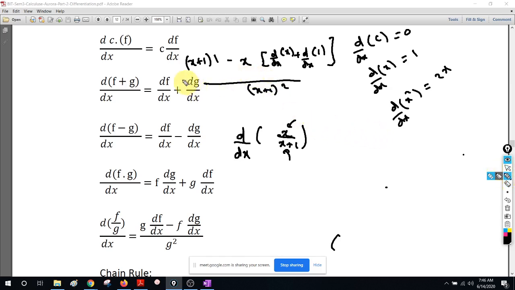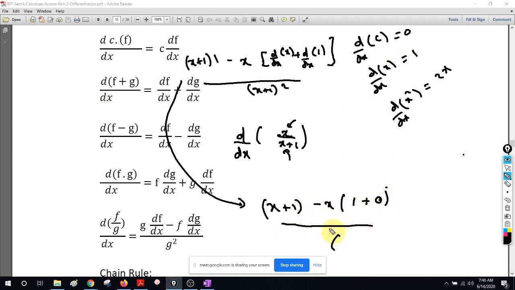From there I am going to come here: x plus 1 minus x times, d by dx of x is 1, plus d by dx of 1 is constant, 0, divided by x plus 1 square. So let's simplify a little bit further.